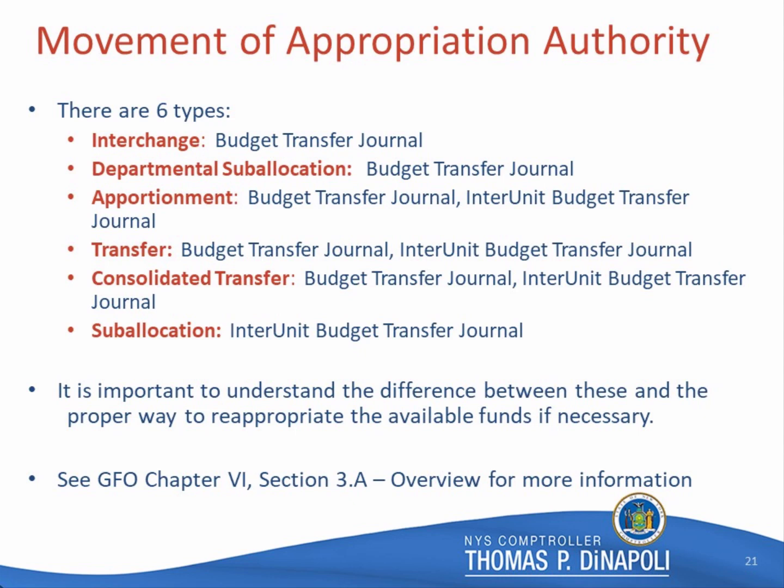Budget transfer entry types are authorized movements of appropriation authority between appropriations in different funds and/or budget bills. For example, between aid to localities and state operations. Budget transfers must be specifically authorized in state statutes.